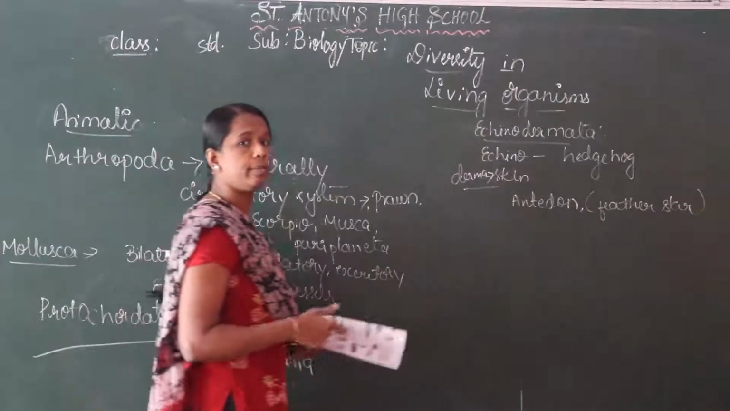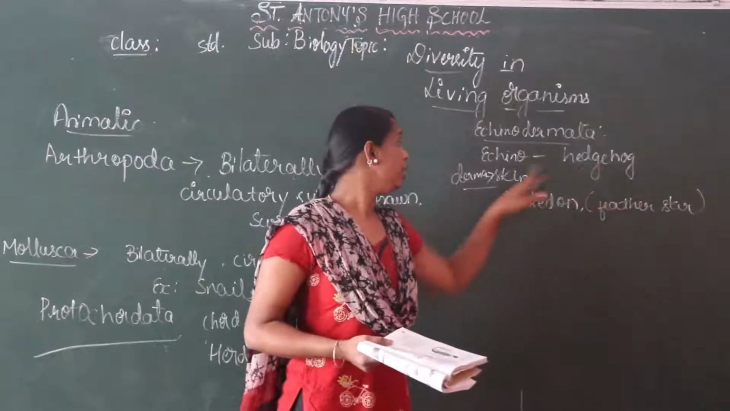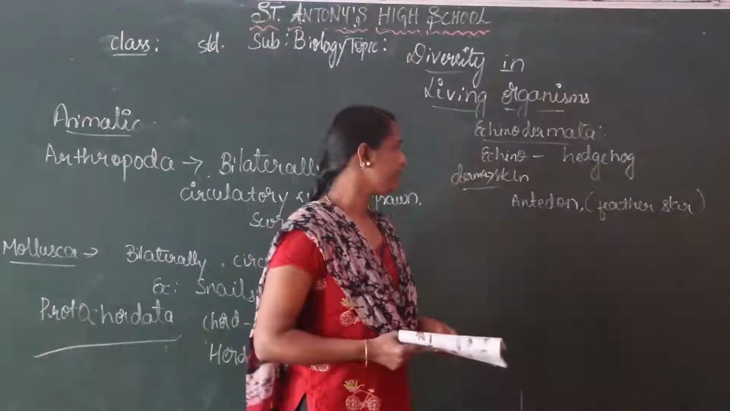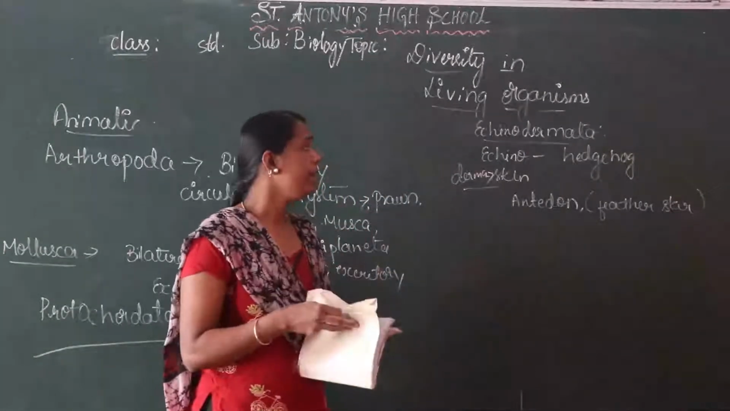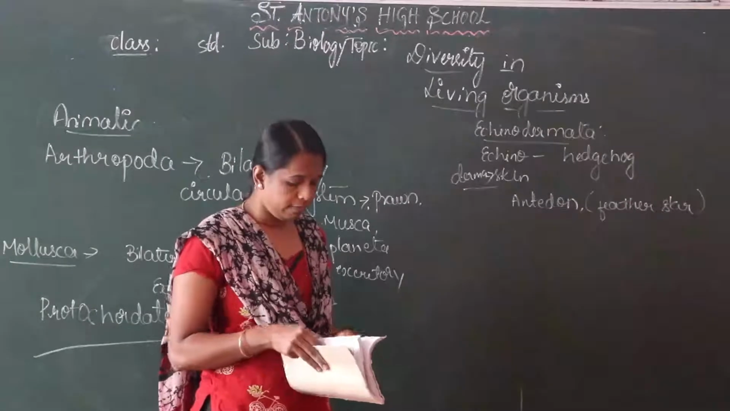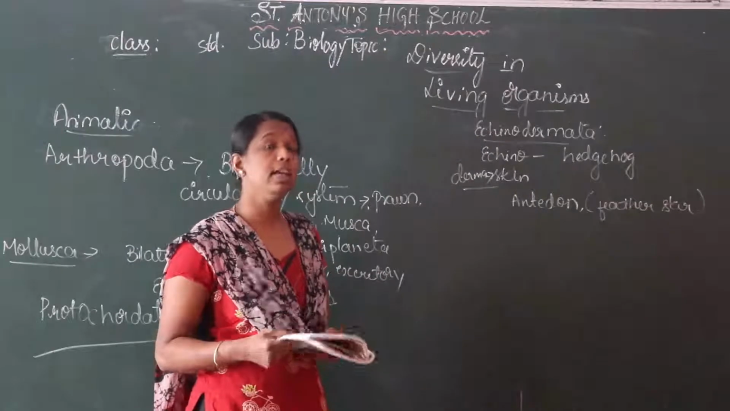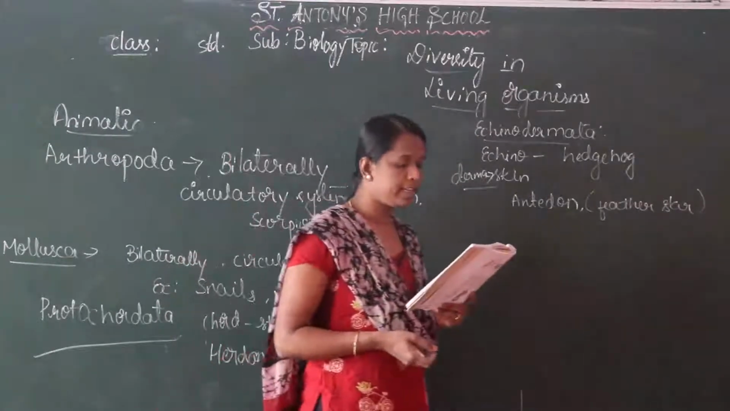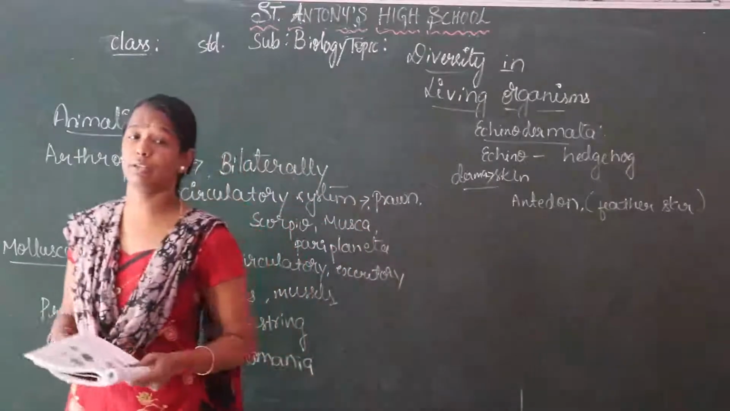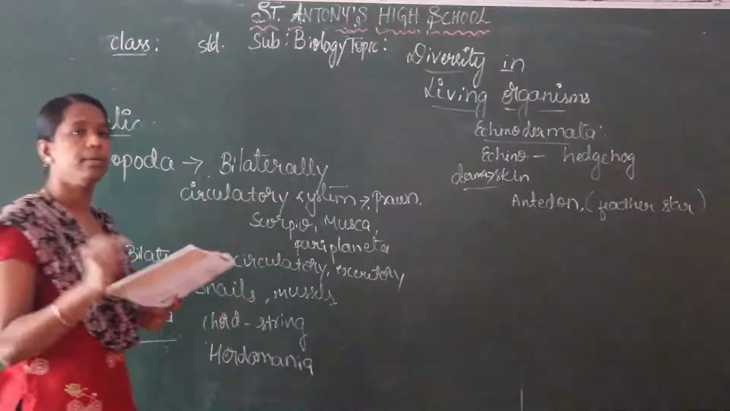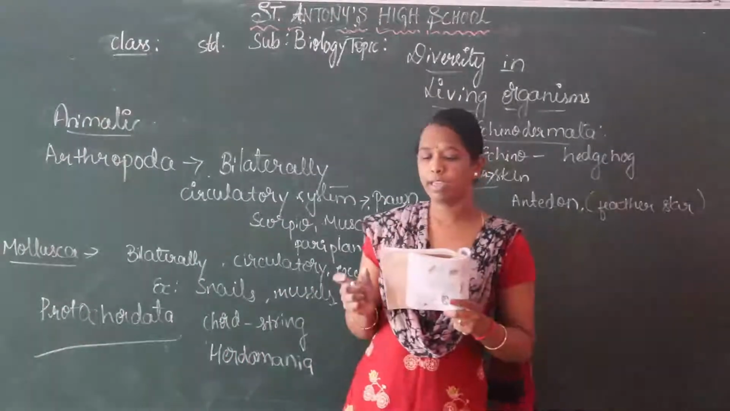Next, echinodermata. Echino means hedgehog. Derma means skin. You know, derma means what? Skin. Echino means hedgehog. Here also they have a well-designed circulatory system. Well-designed means they have an open circulatory system. These animals are usually marine animals. They are diploblastic and have a coelomic cavity.